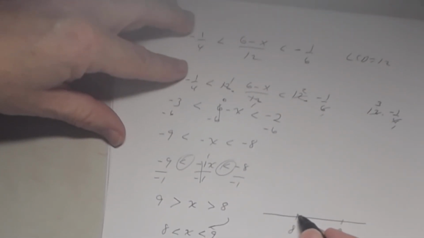8, what do I use? 9. And shade in between. What's the interval? Parentheses. Okay. All right. So that should take care of the worksheet part.